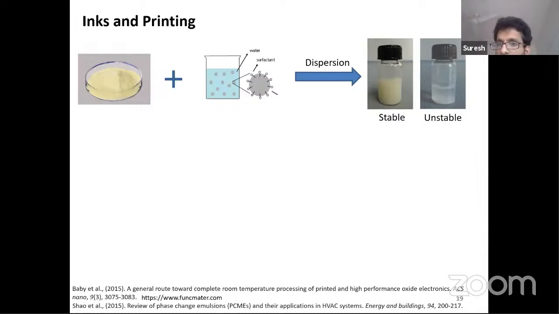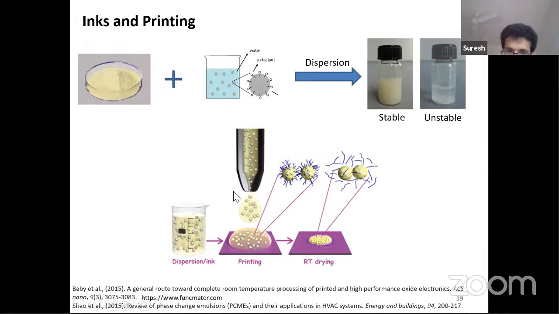For example, this ink, you can see the ink is completely settled down. You can have transparent one. So this is not a good one. This is not stable. Whereas this ink is stable. So you need to have a stable ink. So for that, you need to choose the nanoparticle size and the right surfactant, so that you can get a stable ink. So this ink, as I said before, is the dispersed ink.